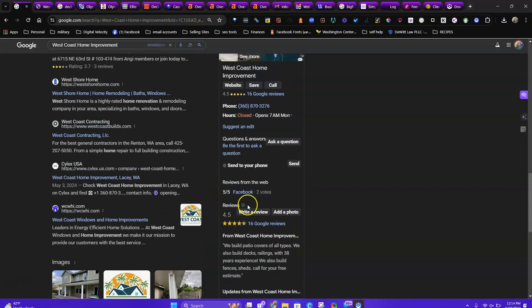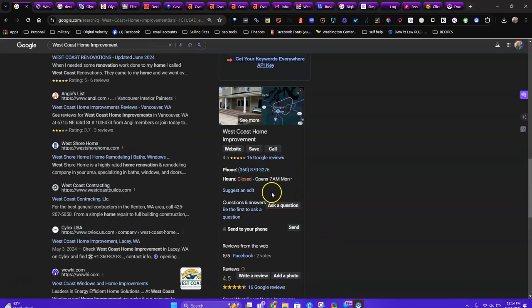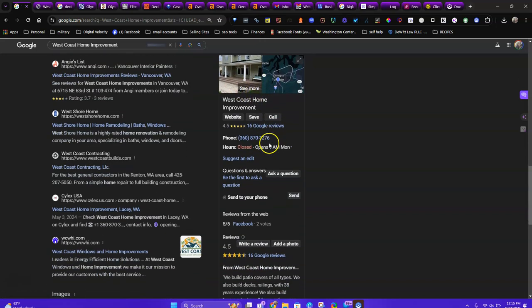Making sure that your reviews are good, and if not, we can help you with making a flyer that's got a QR code on it that you can give out at your jobs after you complete them for your clients to give you a review. Making sure that you have your social media linked here. Just lots of different things, pictures with geotag location in them. So that's half of the optimization.